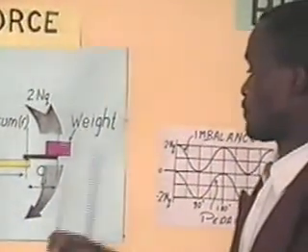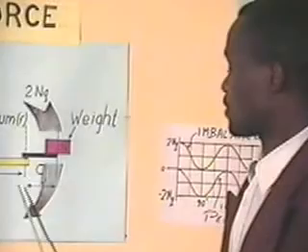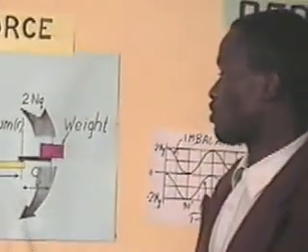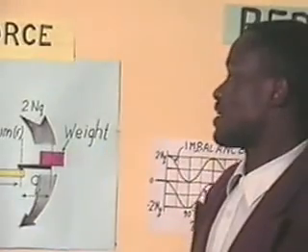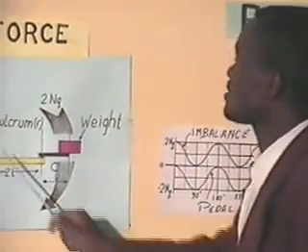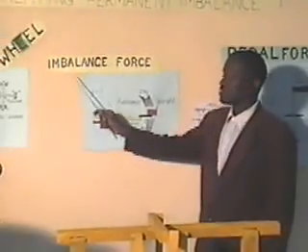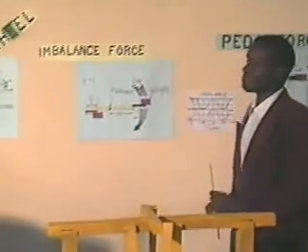If you calculate the force created here, you will realize that this force will be more than the force on this side, and as a result, this machine is imbalanced. And that is why this force here is called the force of imbalance.